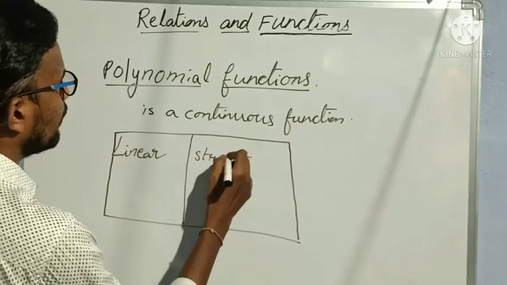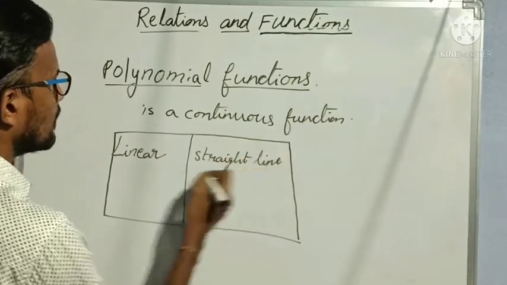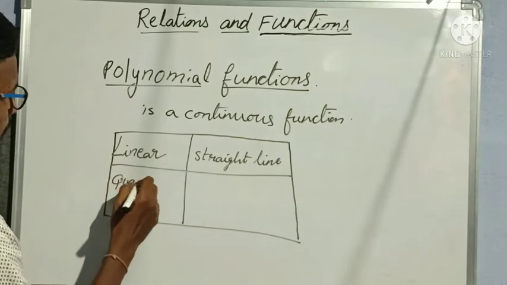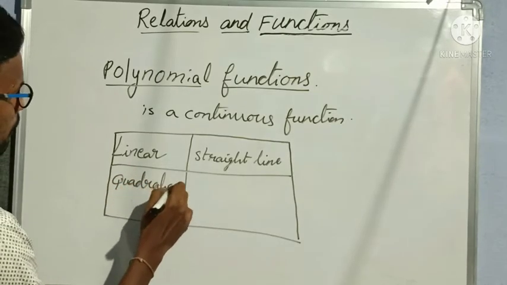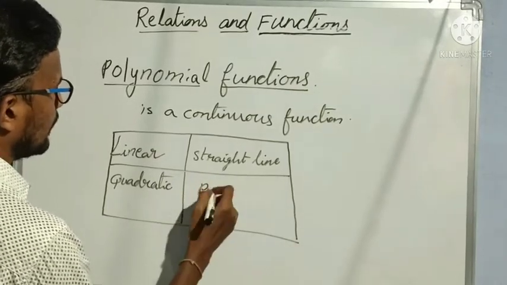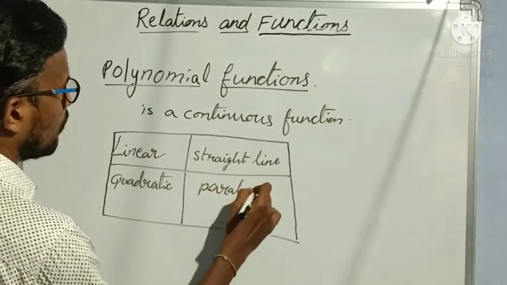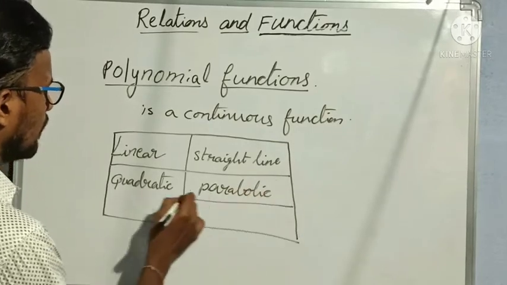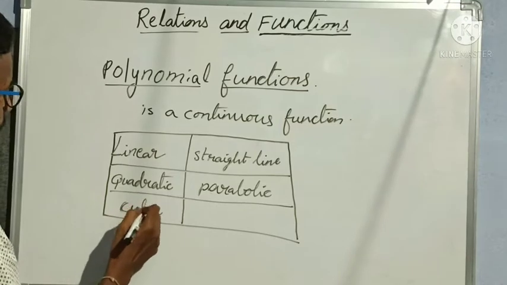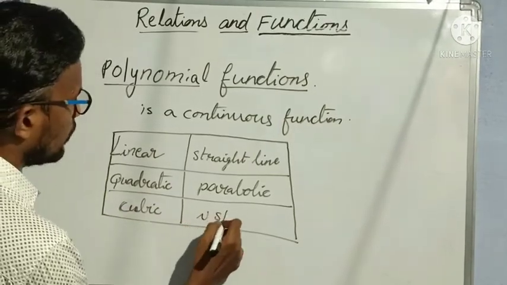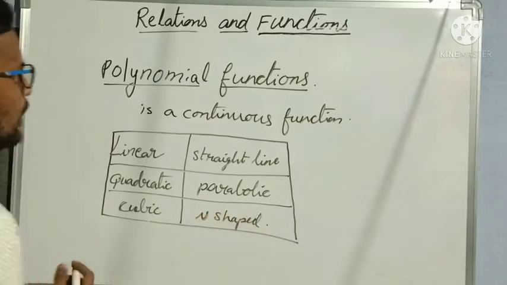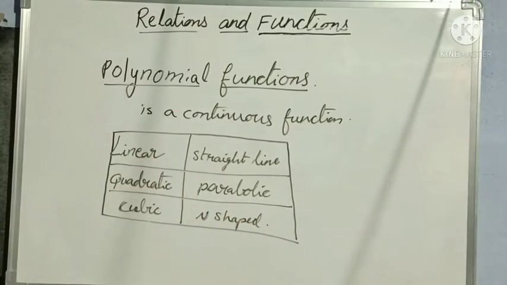What is the graph of a linear polynomial? Always a straight line. Next, quadratic polynomial. What is the graph of a quadratic polynomial? Always parabolic. Next, cubic polynomial. Cubic polynomial means we will get an n-shaped curve. Understood? So these are very important about polynomial functions.